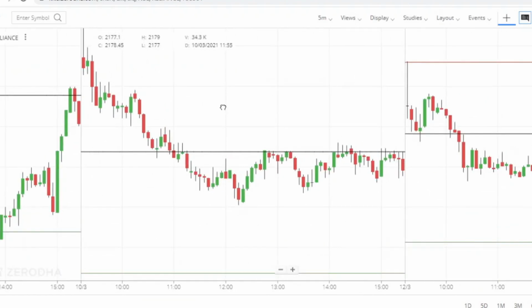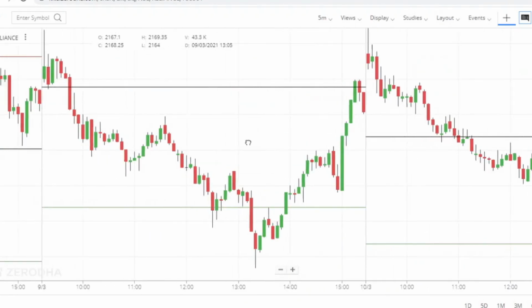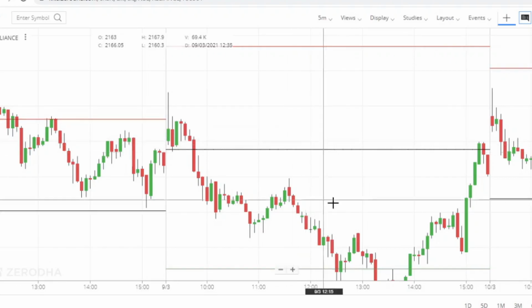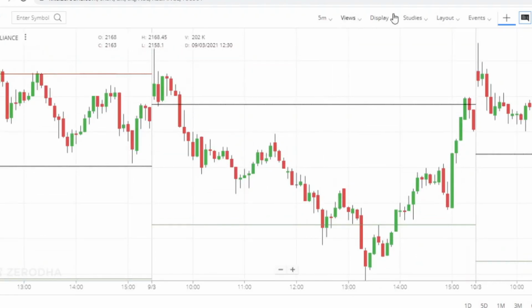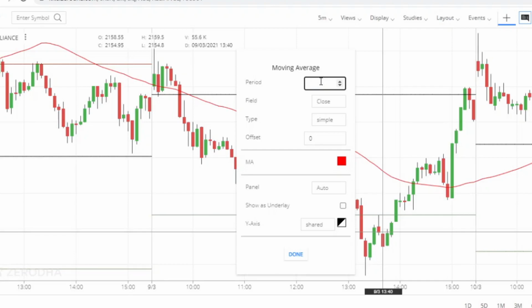Pivot points are widely used by big traders, and this is how they get support and resistance levels in their charts. By using pivot points, you can get automatic resistance and support points in your chart. So again, I will show moving averages. I will choose the 20 moving average.